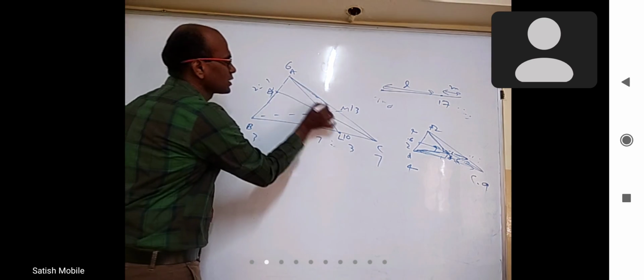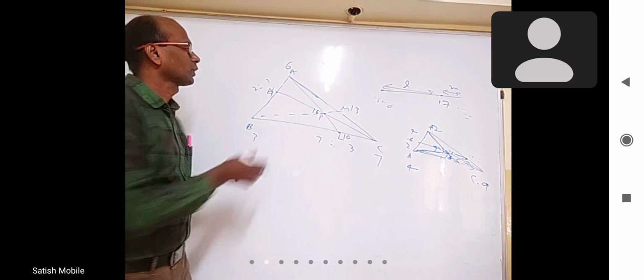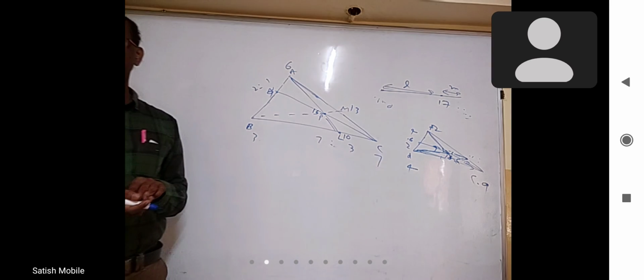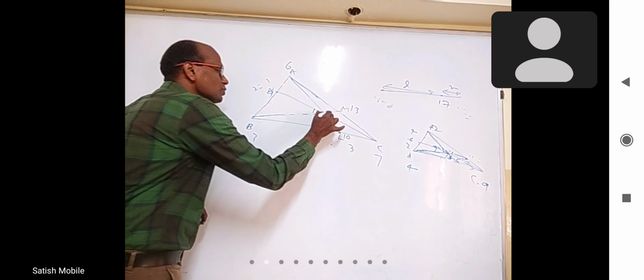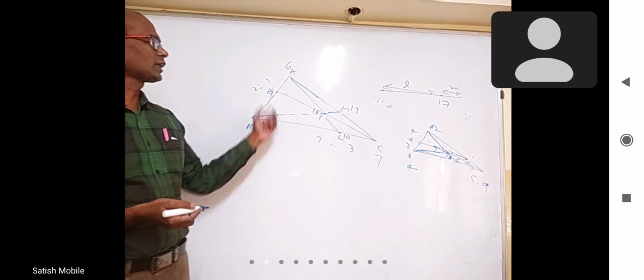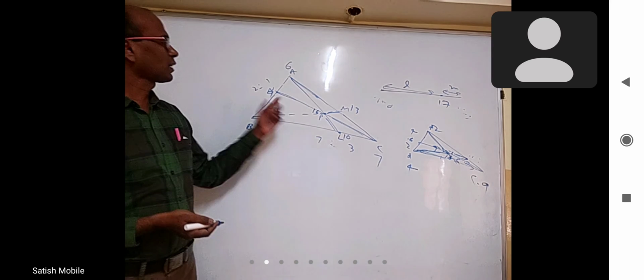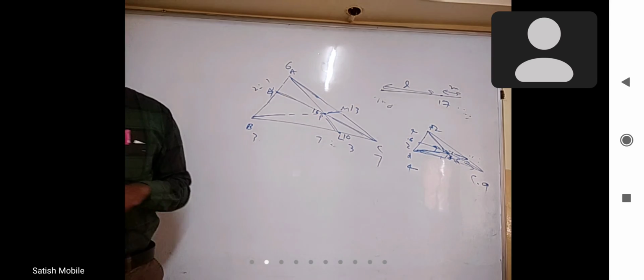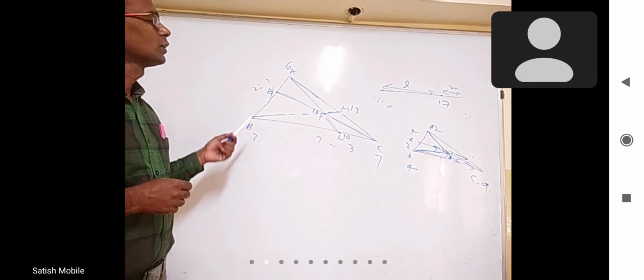Now you can tell any ratios. You tell me this is to this, what will come? 7 is to 6. What if this is to this will come? 10 is to 6. What if this is to this will come? 13 is to 3. And what if this is to this? 7 is to 9. Question done. We are able to tell all the ratios just like that, once you put the masses.